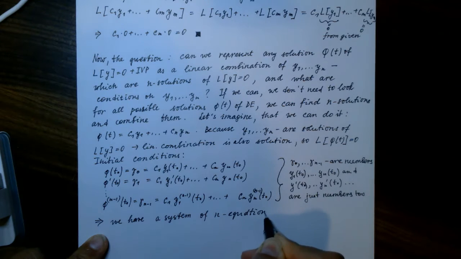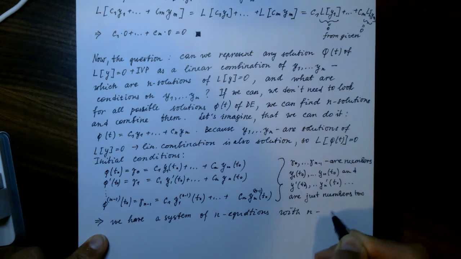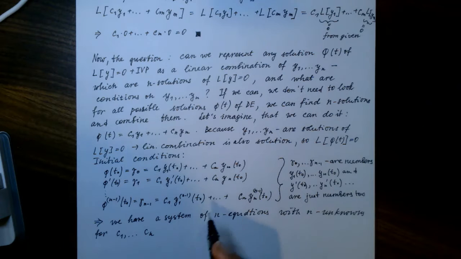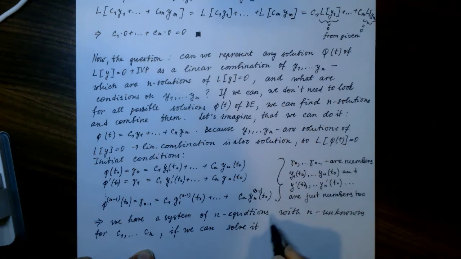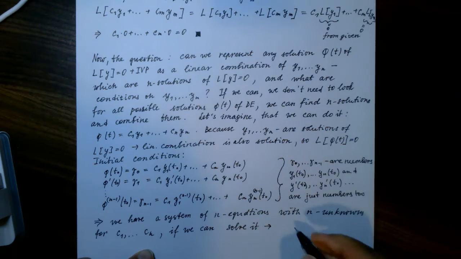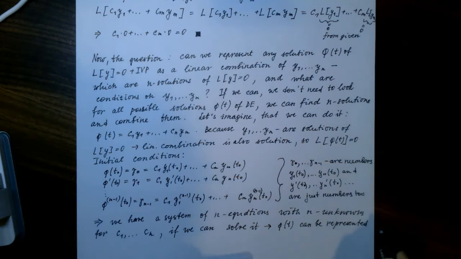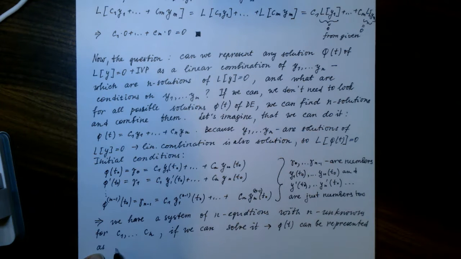We also have all numbers in the y's. The only unknowns are going to be the constants, right? We have a system of n equations with n unknowns. So constants C1, C2, C3, and Cn are unknowns, but everything else in this equation is going to be known. The question is, what are the conditions under which we can find the actual solution? Because if we find the solution, it's going to be very good for us.